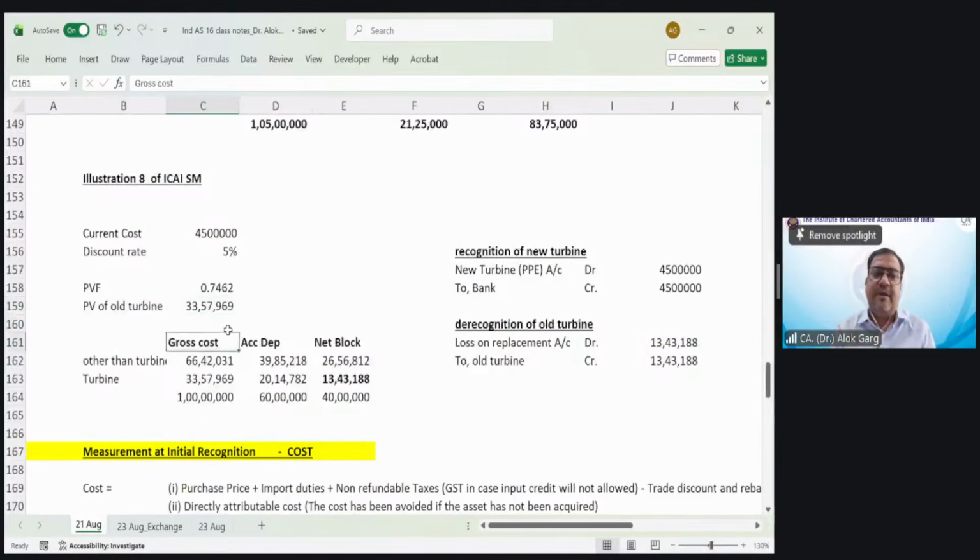Now my turbine value is this much. What is my value of the other than turbine? 1 crore minus this, right? Now what will you do? What is the accumulated depreciation on the turbine, and of course the rest other than the turbine? Divide by 10, multiply by 6. 6 years have been completed. What is my net block? My net block of the turbine is 13,43,188. Right. Total is 60 lakh depreciation.